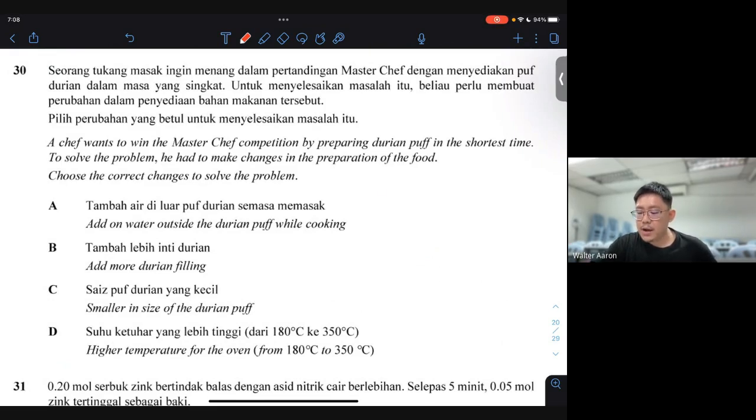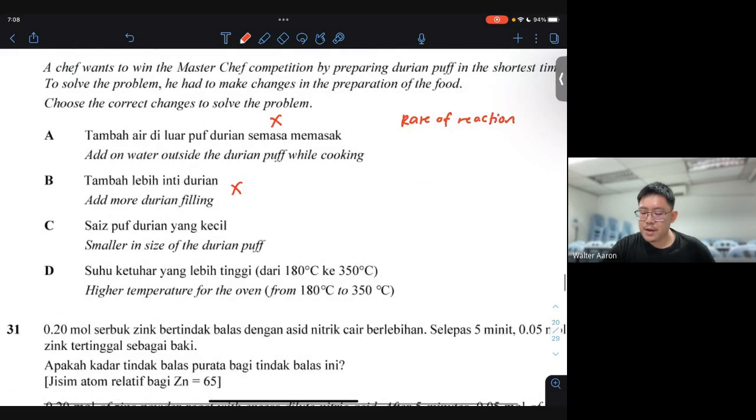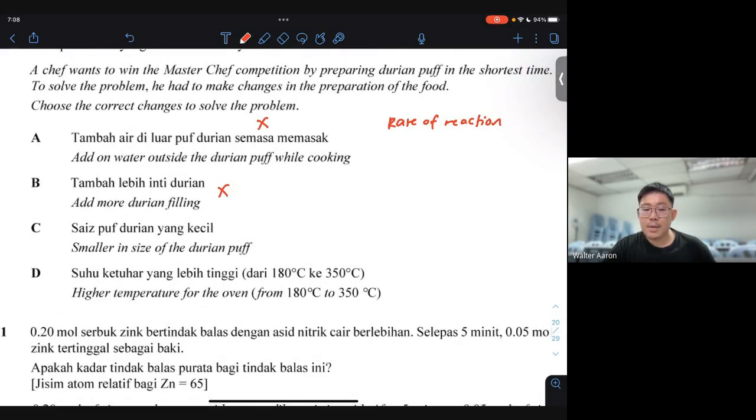So we have to think about what are the factors which can actually increase the rate of reaction in this case. Okay, there's only 2 that can do that, right? Adding water on the outside will not help. Adding more durian filling will not help also, because this will slow down the cooking process, right? You want it to heat up faster, not make it harder to heat up. So A and B will cause the heating up process to be slightly harder. What about smaller size of durian puff or higher temperature of the oven? Now, among these 2, these 2 can actually increase the rate of reaction.